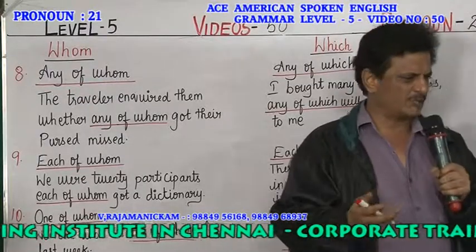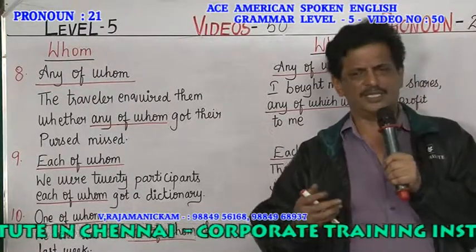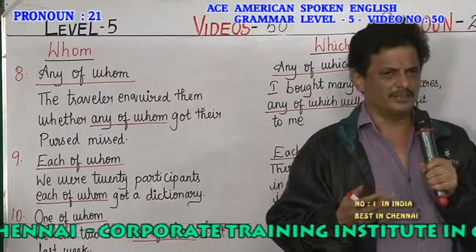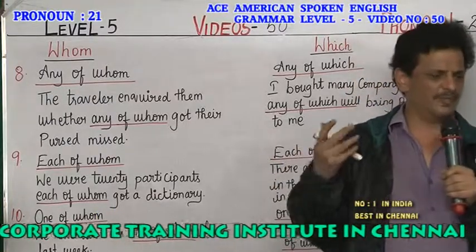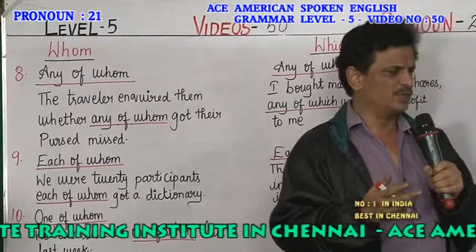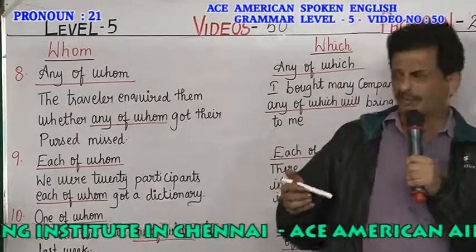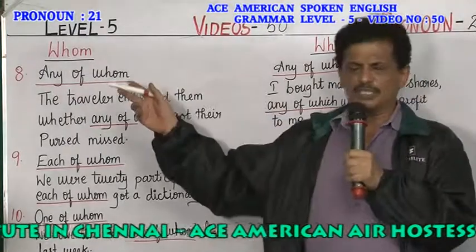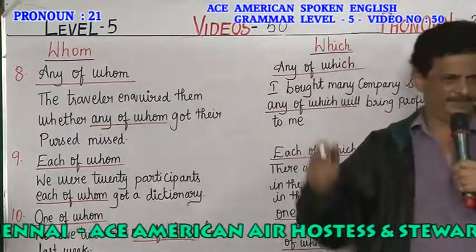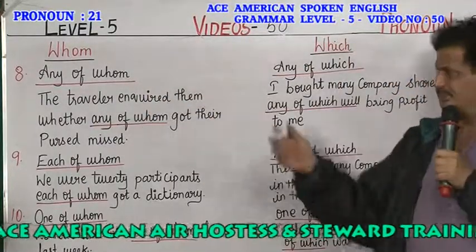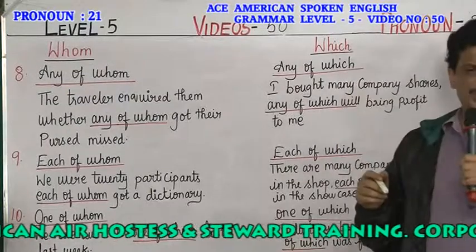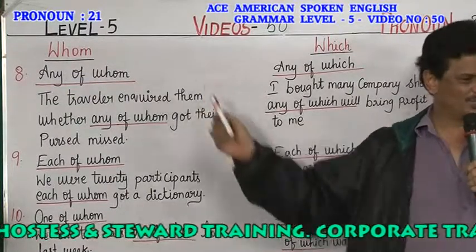So we have seen someone, somebody, something, anyone, anybody, anything, everybody, everything, everyone. And we have come to various relative pronouns: who, when, which, where, why, what. Then we have come to whom, and the difference between whom and which. Where do you use whom? Where do you use which? Whom is used with what?